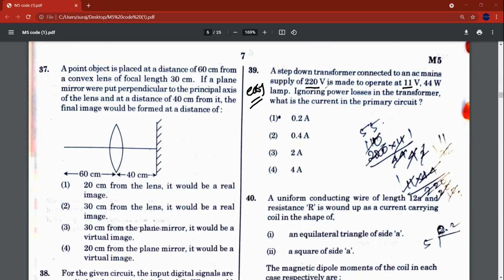A 44 watt lamp. Output power is 44 watt. Ignoring power loss in the transformer, what is the current in the primary circuit? Current in the primary circuit. So power loss is not there. It means power input is equal to power output, equal to 44. So power input will be V into I, right? 220 into I. This is equal to 44.